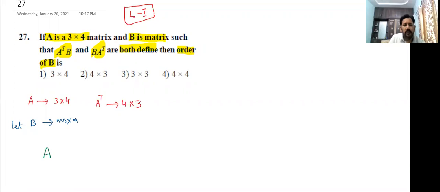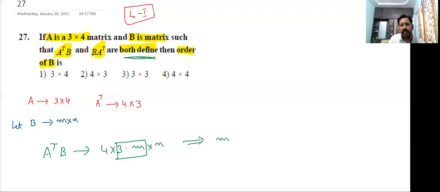A transpose into B. When the multiplication exists, you already know very well. A transpose matrix order 4 by 3 into B matrix order M by N. If these two are equal, matrix multiplication exists or not? Already given, A transpose B and B A transpose are both defined. So in this case, we get the answer: M value is 3.